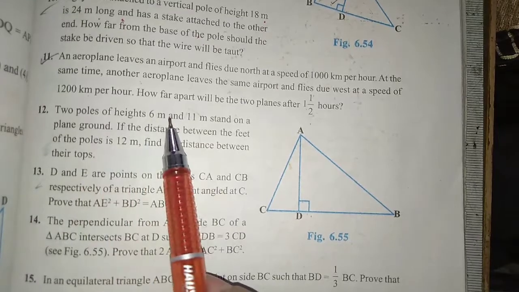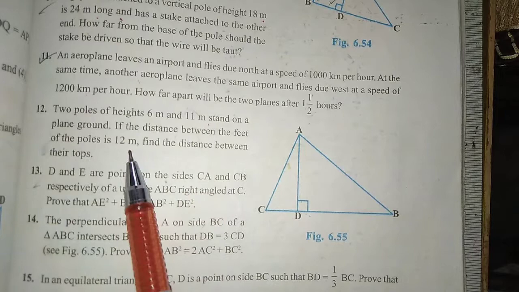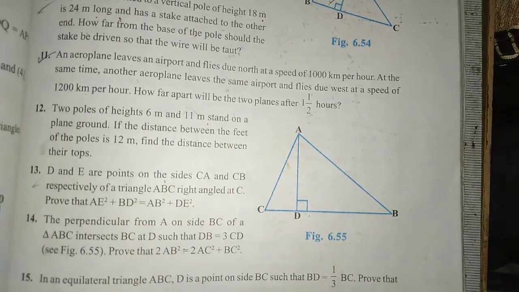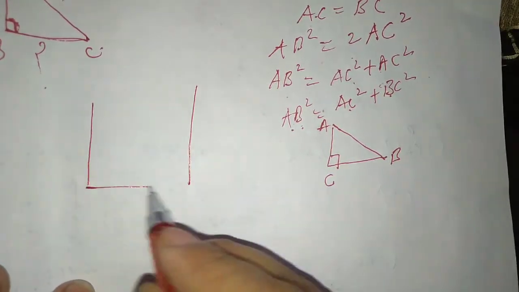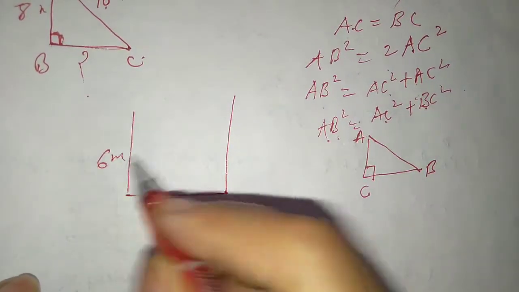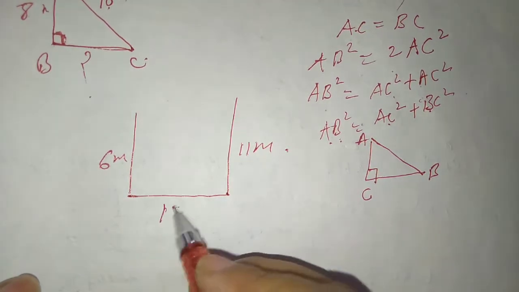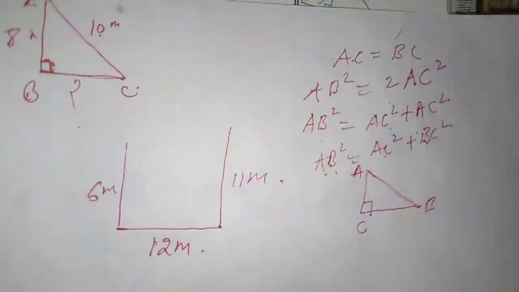Two poles of height 6 meter and 11 meter stand on a plain ground. If the distance between the feet of the poles is 12 meter, find the distance between their tops. So one is like this, one is like this. One pole is 6 meter and the other is 11. This smaller one is 6 meter, this is 11 meter and the distance between them is 12 meter. This is given here, find the distance between their tops.